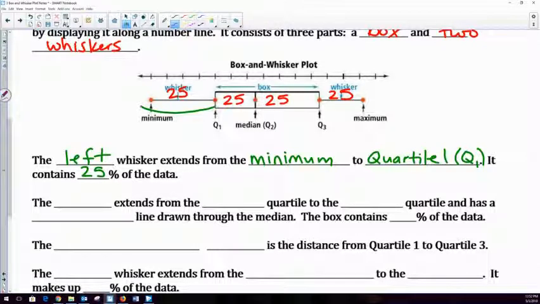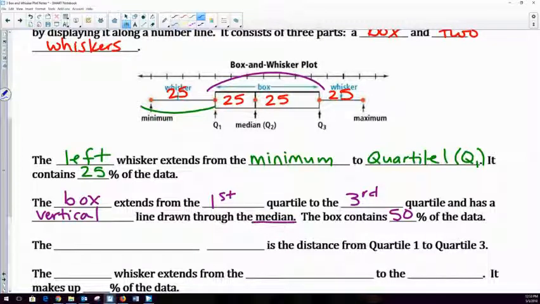Next, we have the box. The box is just what you think it is, the part where it says box. That extends from the first quartile all the way to the third quartile. And it has a vertical line drawn through the median. This box is going to contain 50% of the data points.